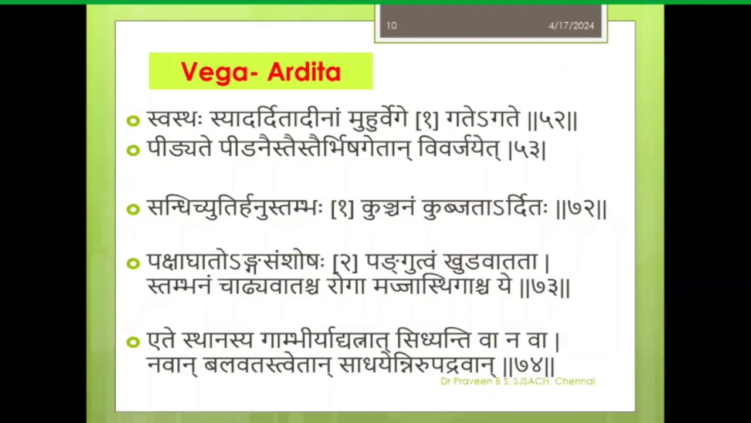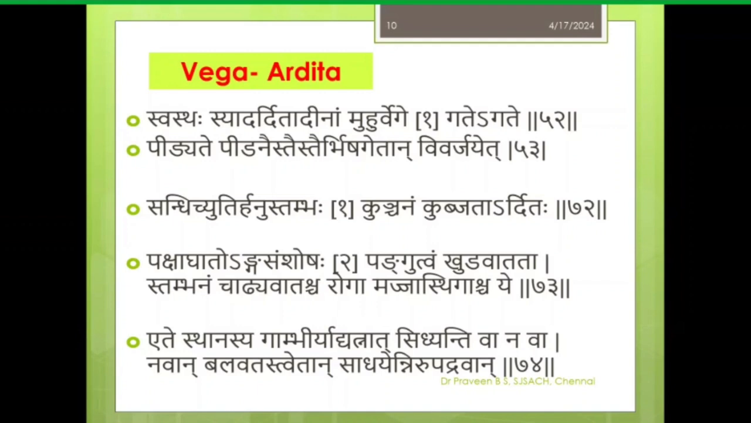But from the Ayurveda point of view, when we search all these things, there are so many causative factors explained in contemporary science. We have said it is only Ardita, with a central variety and a peripheral variety; both explanations are there. But there is one more interesting variety explained in Ayurveda: Swastha Syad Arditanam Muhur Vega Gate Gate.